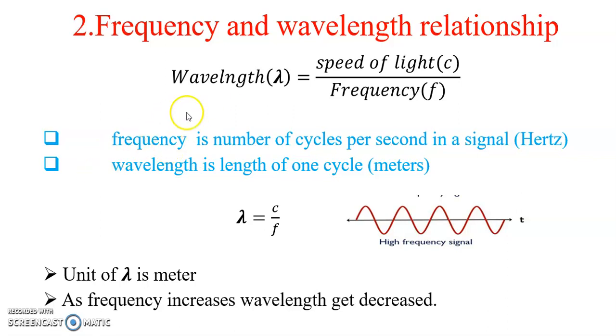Here you can see wavelength and frequency are inversely proportional to each other. If frequency is increasing, wavelength gets decreased. If frequency is decreasing, then wavelength gets increased.